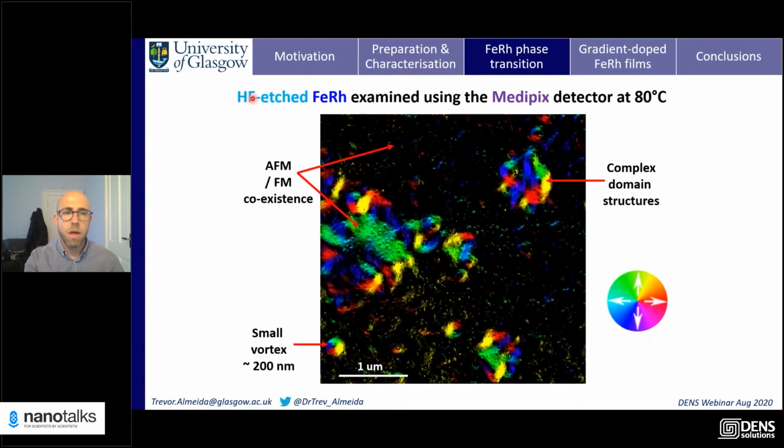And here's an example of the etched iron rhodium at 80 degrees. In this case, we can see that it's got phase coexistence where we apply a threshold to the deflection of the central spot. So the darker regions here are antiferromagnetic, and these nice, bright, colorful regions are ferromagnetic regions. And we can see the presence of quite complex domain structures. So we've got an amalgamation of vortex structures in large domains, but we can also identify quite small vortex structures down to just under 100 nanometers. So this gives us a nice indication of a mid-transition state.